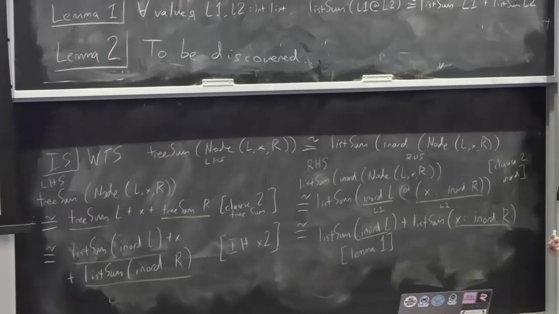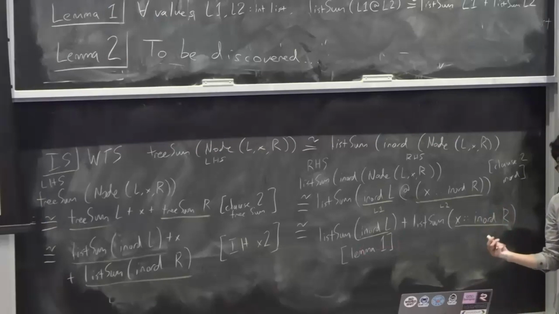You can't do this. The reason is that you need more justification here. Look at our lemma. It says for all values L1 and L2 of type int list. Are inord L and x cons inord R technically values? Are they valuable is a bigger question. I don't really care so much if they're values as if they are valuable expressions, because so long as they're valuable, I can swap them for their values. That's what referential transparency says. But I want to say for all values.